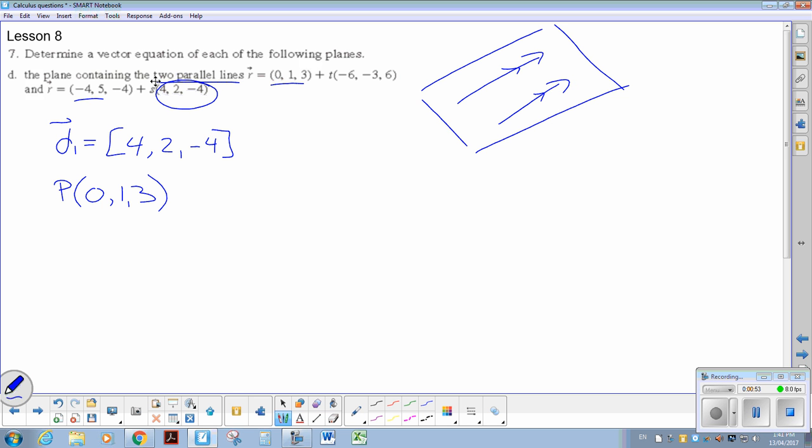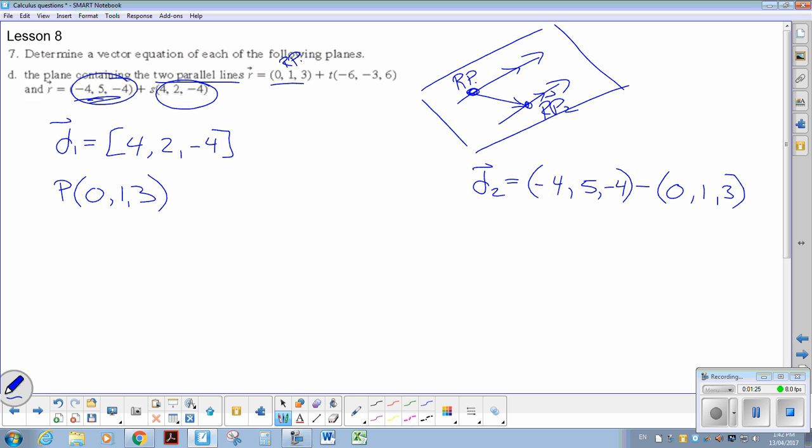We know the reference point from the first line, so let's call that the first reference point. We got a reference point from the second one, let's call it over here. So if we use those two reference points, I can get a second direction vector. My second direction vector is going to be the coordinates negative 4, 5, negative 4, that's from the second line, minus the reference point from the first one, 0, 1, 3. That will result in a vector, negative 4, 4 and negative 7. So there's the second vector. There's the key to that one.